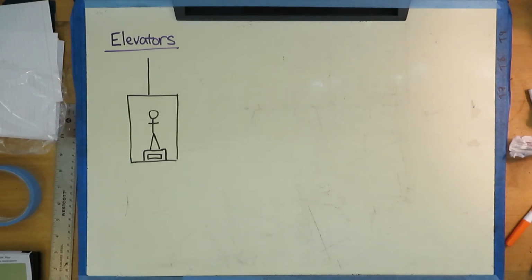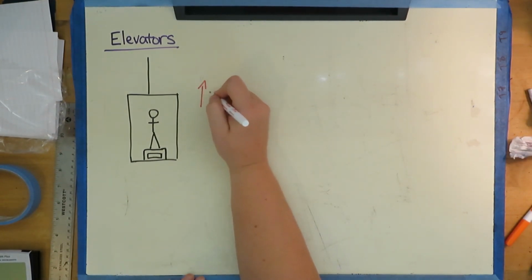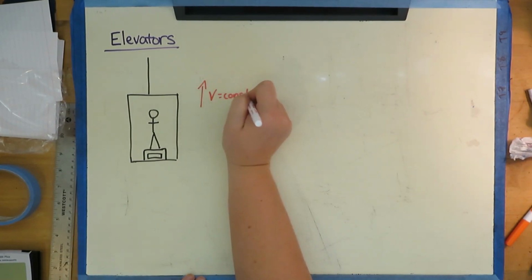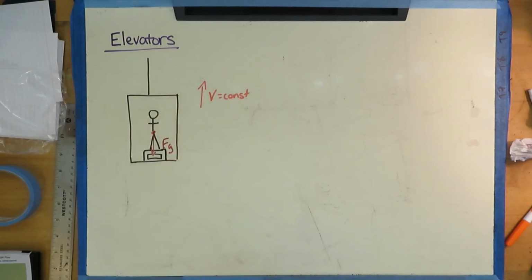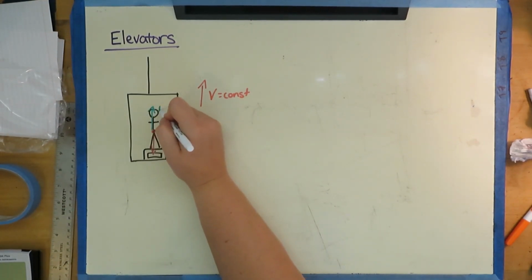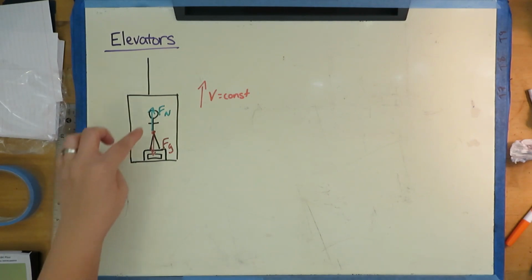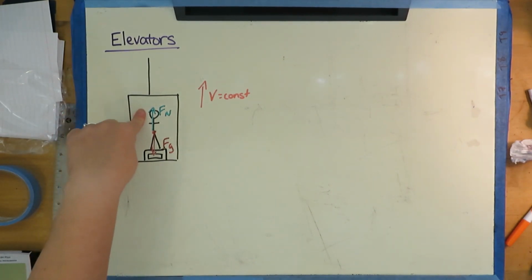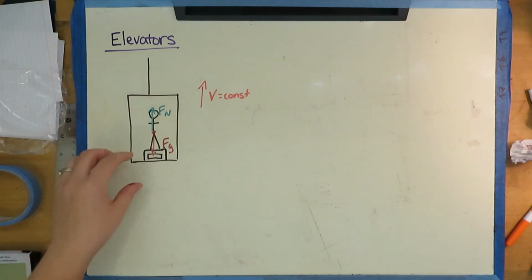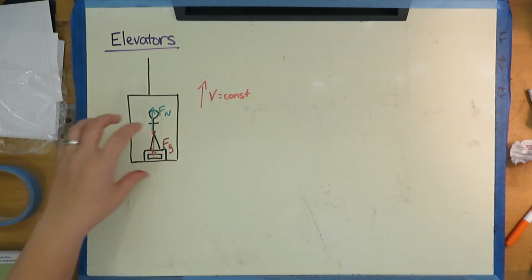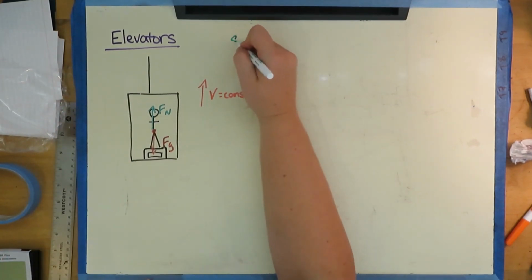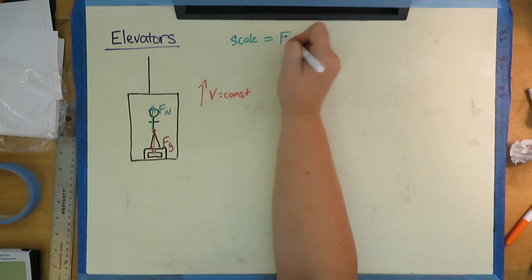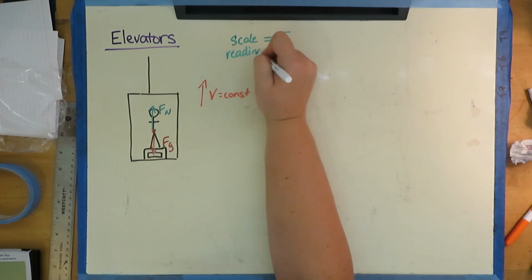So let's assume, first of all, that our elevator is moving upwards at a constant speed. If I wanted to look at the forces that are acting on me, I'm going to have the force of gravity, and I am going to have the normal force. Now remember, the scale reads the normal force, which I'm assuming is equal to the normal force on the scale and so forth. So I'm not going to put all those subscripts in here over and over again. I'm just going to assume that the scale reading is equal to my normal force.